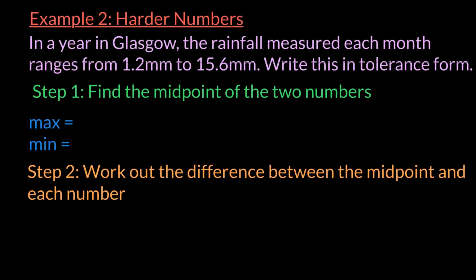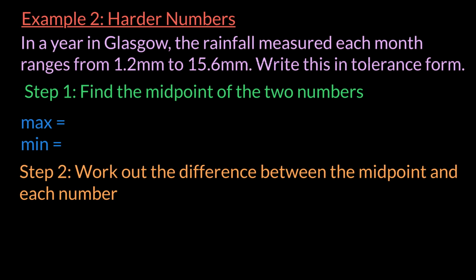And that's what we're going to do for the next example where the numbers are just a little bit more complicated. So for our second example, which is involving harder numbers, the question tells us that in a year in Glasgow, the rainfall measured each month ranges from 1.2 millimetres to 15.6 millimetres, and you're being asked to write this in tolerance form. So the first step is still to find the midpoint of the two numbers. And to find that, we're going to add them together using the steps from the previous slide, which is 16.8, and then divide the answer by 2 to get 8.4.